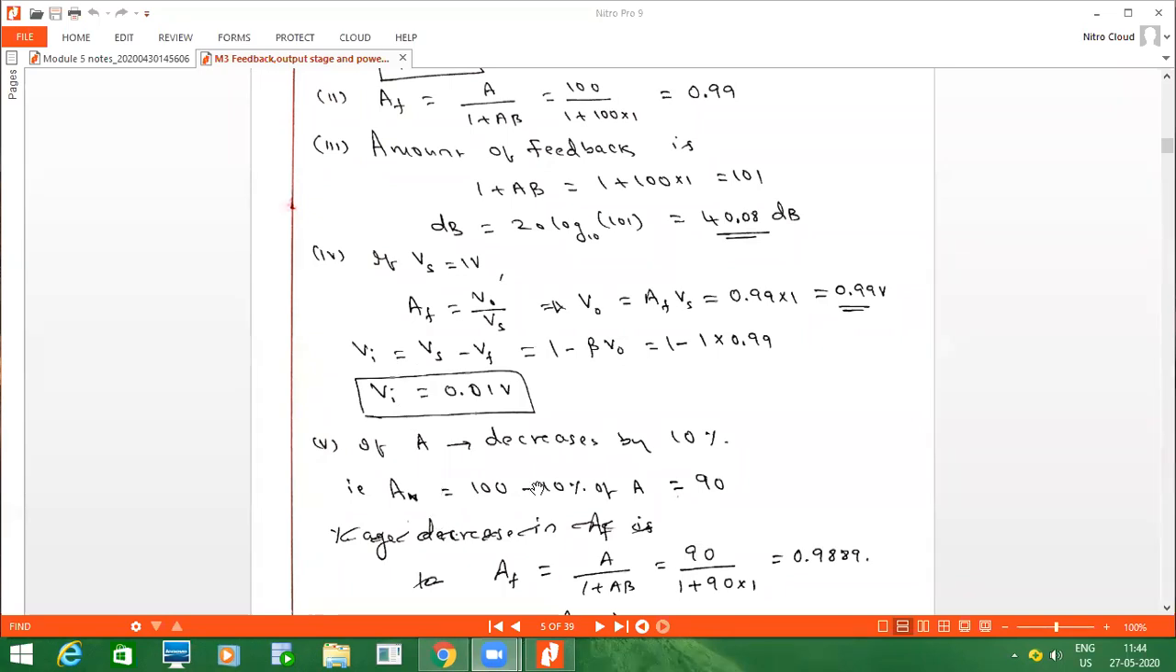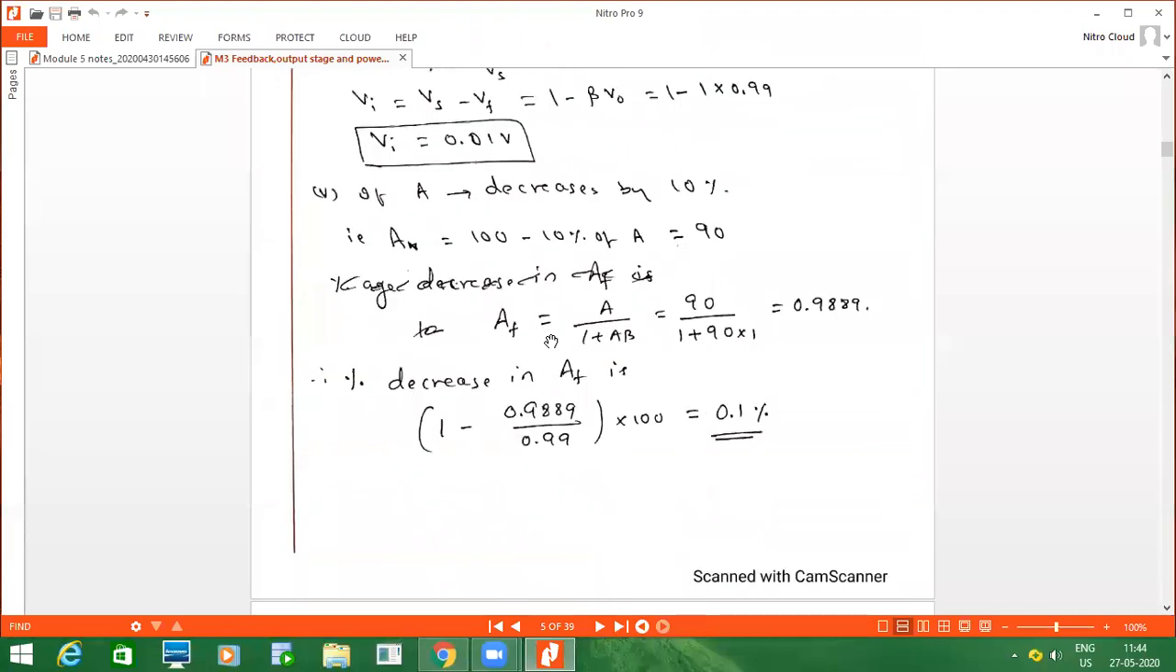Next question, if A is decremented by 10%, what is the value of AF? That we have to calculate. A will be 90, since decrementing 10% of 100 gives 90. So now AF for A equal to 90, we will get 0.9889. Okay, so this much we get for AF. If we calculate the percentage of change for these two, we will get 0.1% of change when I change the value of A from 100 to 90.